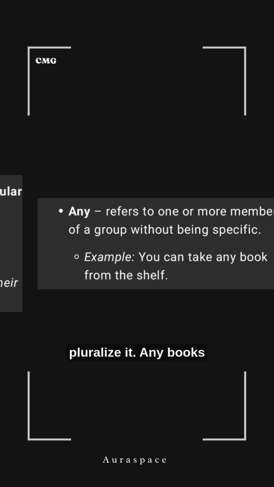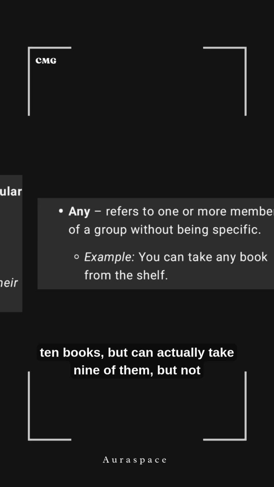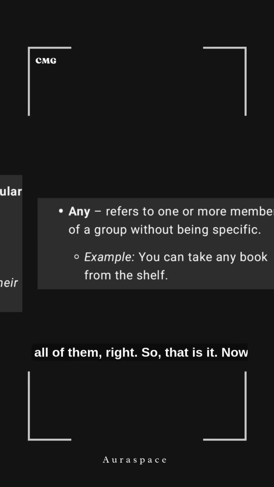Sometimes you can even pluralize it: any books from the shelf. So it means that we may have 10 books, but you can actually take 9 of them, but not all of them. So that is it.